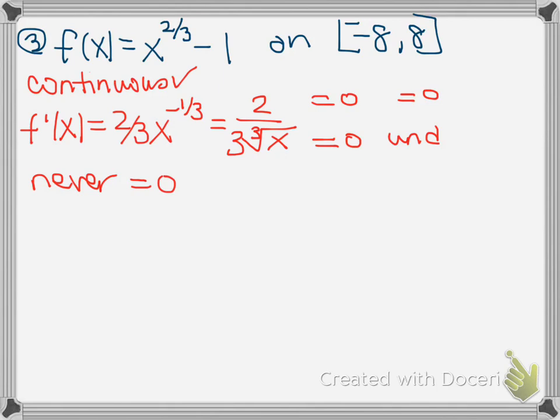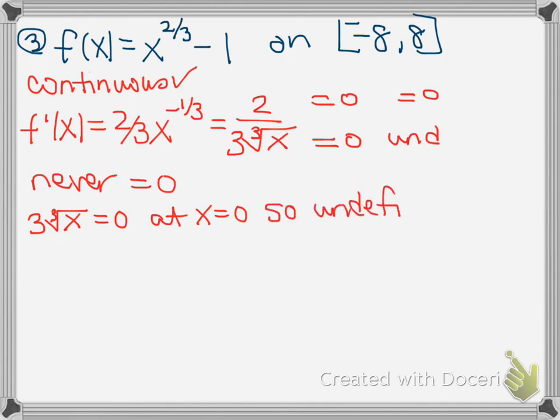Take a look at the bottom. 3 times the cube root of x equals 0 at x equals 0. So undefined at x equals 0. All right, so this is my critical value.